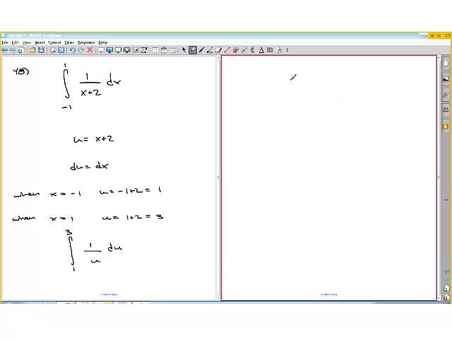So the integral of 1 over u du is just the natural log of the absolute value of u. We don't have to include c because when you take a definite integral, they cancel out. So we go from u equals 1 to u equals 3. So the final answer is going to be the natural log of the absolute value of 3 minus the natural log of the absolute value of 1. And the natural log of 1 is 0. So you just end up with the natural log of 3 as the integral, or the area underneath the curve.